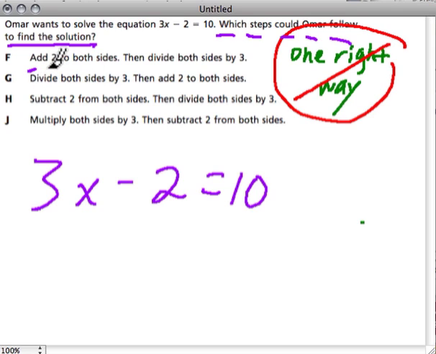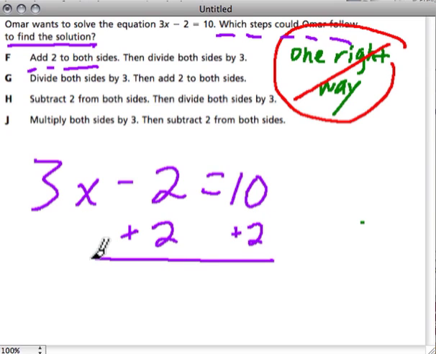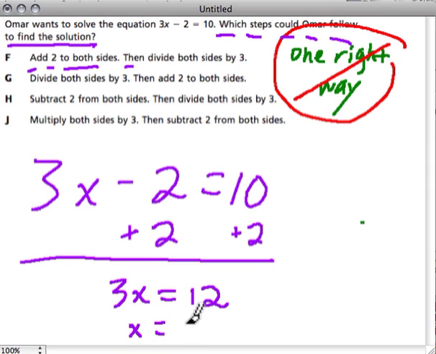So F, add 2 to both sides. Okay, you could do that because whatever you do to one side, you have to do to the other. So let's just try that. If I add 2 here and here, negative 2 plus 2 is 0, so 3x equals 12. 10 plus 2 is 12. Then divide both sides by 3. So if I divide 3x divided by 3, I'll get x. And 12 divided by 3, I get 4. So x would be 4, and that seemed okay to me, so I'm going to circle F for now and see if I like that.